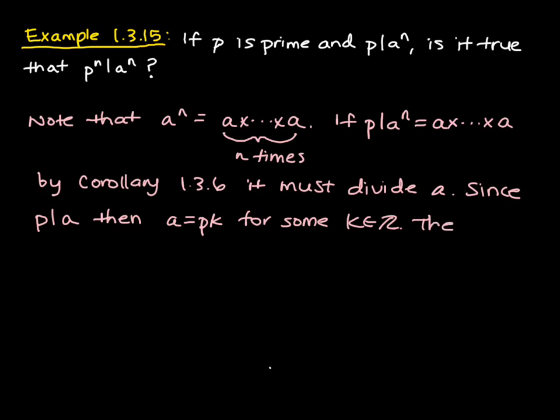Then we have the following. We have that a to the n is equal to, and we're going to substitute instead of a, we're going to write Pk as our base now. And then if we multiply this out, we get P to the n times k to the n. And so what does this tell us? This tells us that P to the n, in particular, divides a to the n. So yes, it is true.